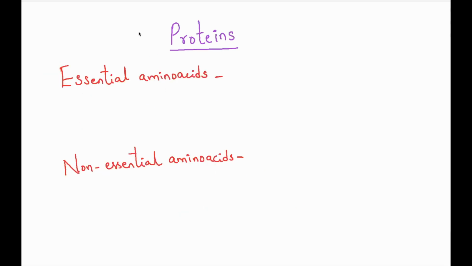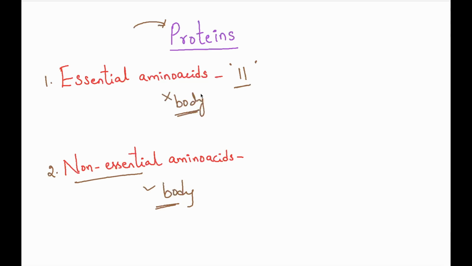The amino acids that help to produce the proteins are classified in two major categories. We have the essential amino acids and the non-essential amino acids. Non-essential amino acids are those that can be produced by the human body. So these amino acids the body can itself produce. However, we have around 11 essential amino acids that are not produced by the human body.